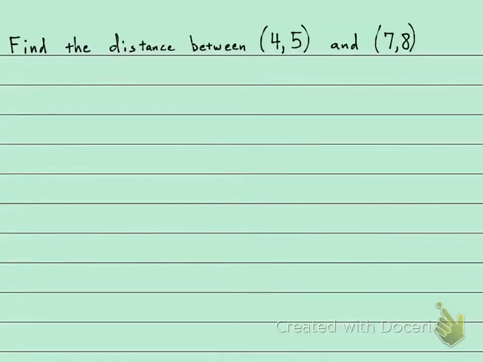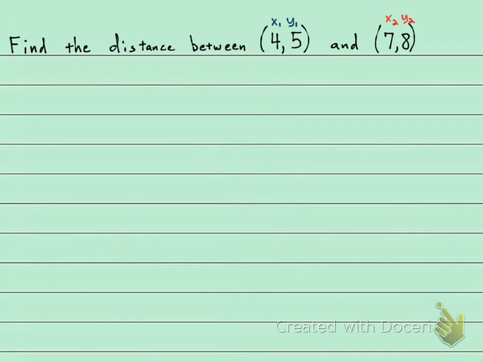So let's find the distance between these 2 points, (4, 5) and (7, 8). So let me label the points. I'm going to call this one point number 1, and I'm going to call this one point number 2. I know x comes first, so this is going to be x sub 1 and then y sub 1. Likewise, this will be x sub 2 and y sub 2.